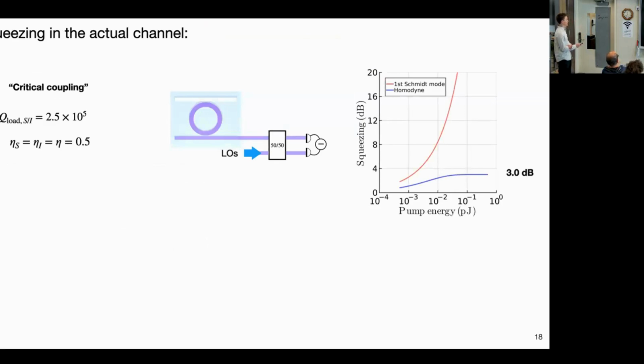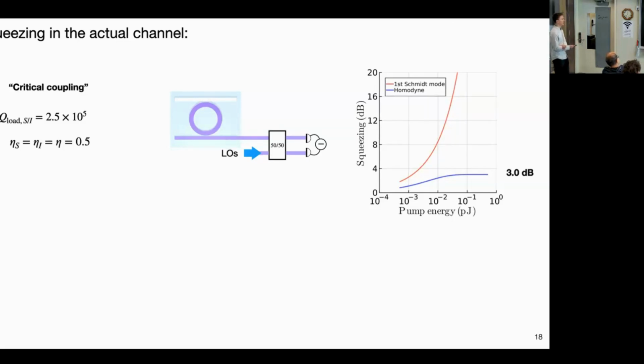So now with that system, I'm going to measure the squeezing in the actual channel, and I'll look at this first case called critical coupling, where the signal and idler escape efficiencies are equal to eta, and they're just a half. So everything's critically coupled here, and that gives a loaded quality factor that's quite large, of 2.5 times 10^5. And here we see the blue curve, which is what I would expect from a homodyne measurement. To get this result, we've chosen the optimum local oscillator shapes. And we see here that the squeezing levels off to about 3 dB.